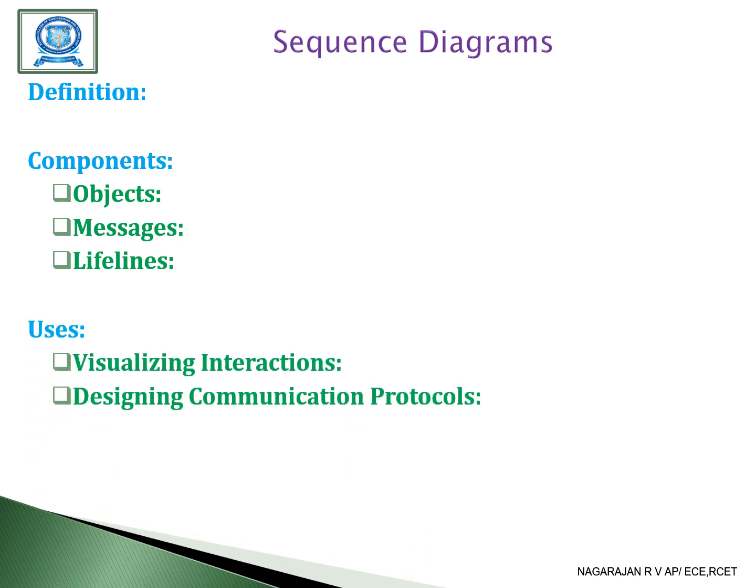Let us see the uses of a sequence diagram. Visualizing interaction: it helps in understanding and documenting how different components interact in a time-ordered manner. Next, designing communication protocols: it is useful for designing and verifying communication between system components.